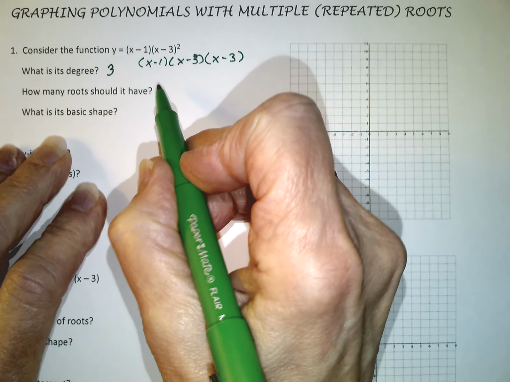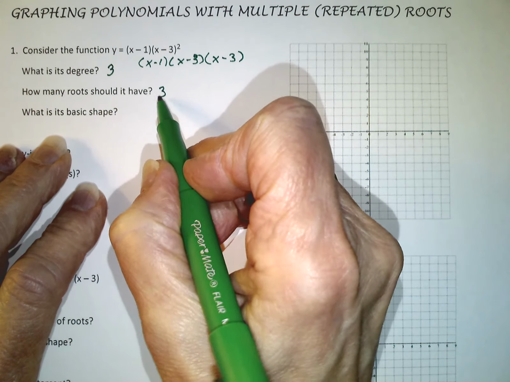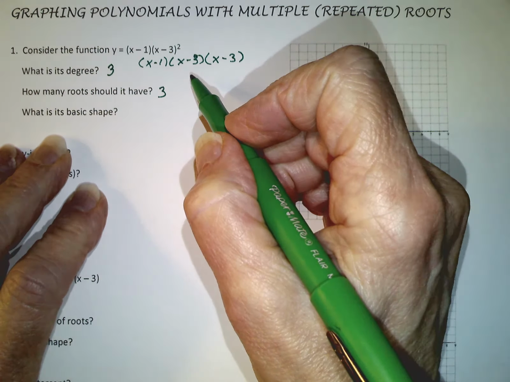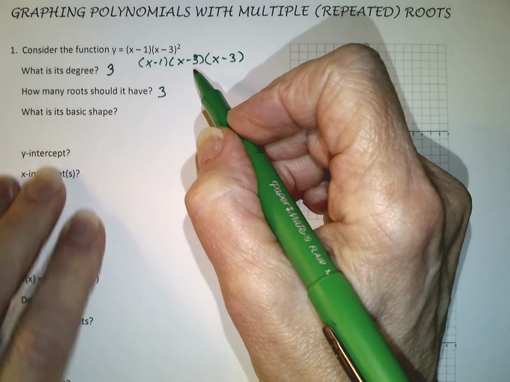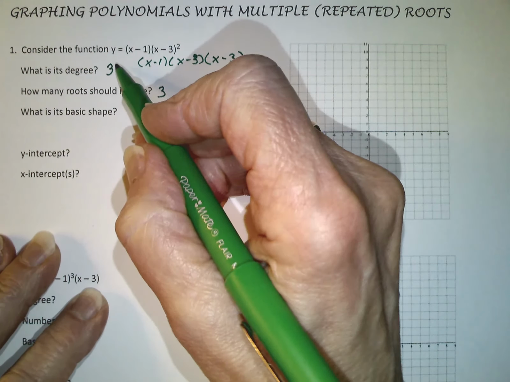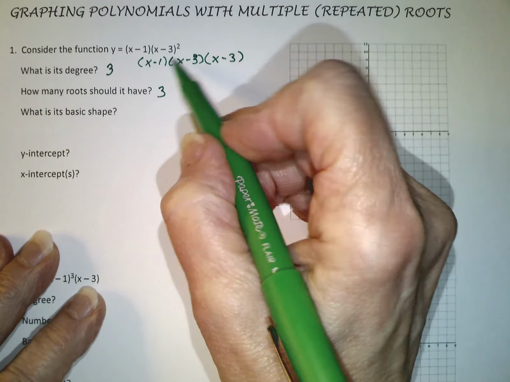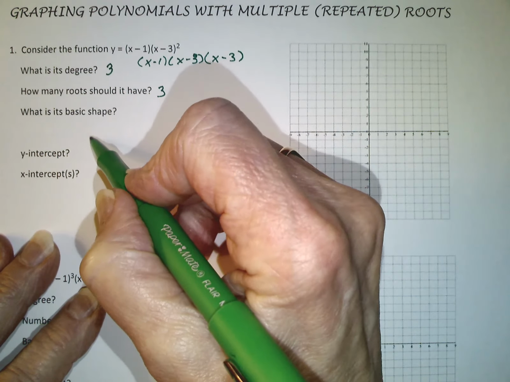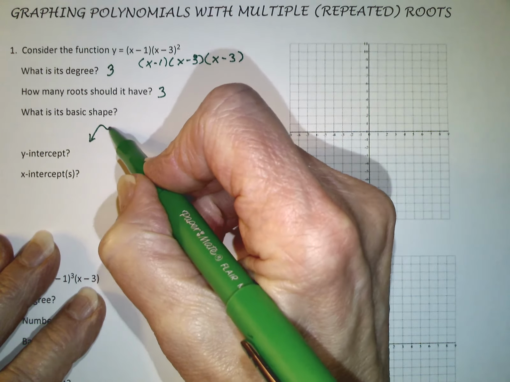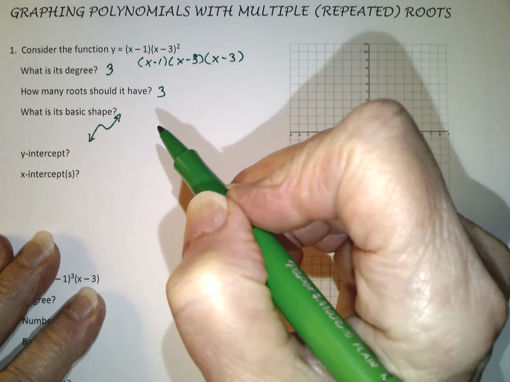How many roots should it have? It should have 3 roots. Now some of them might be imaginary, but it should have 3 roots. Well, if it's third degree, then it's a cubic, and these factors are all positive, so it's a positive cubic. So it may look something like this.